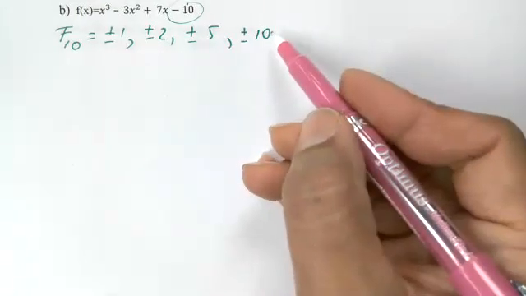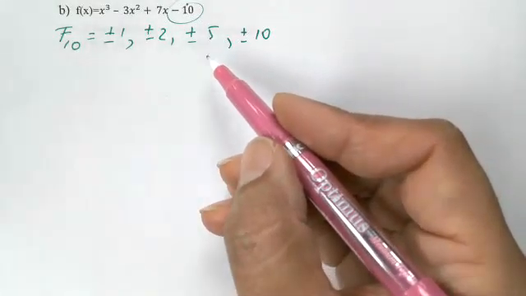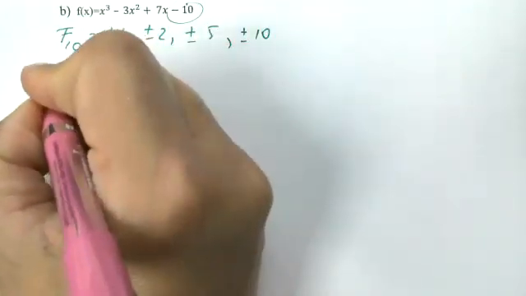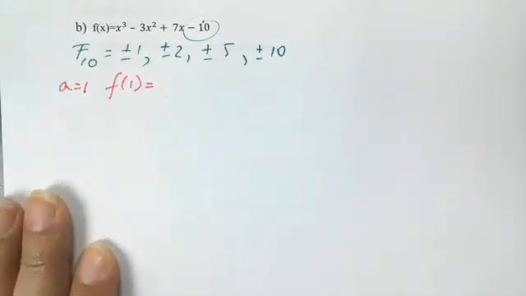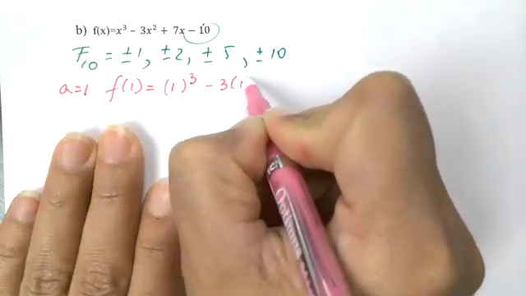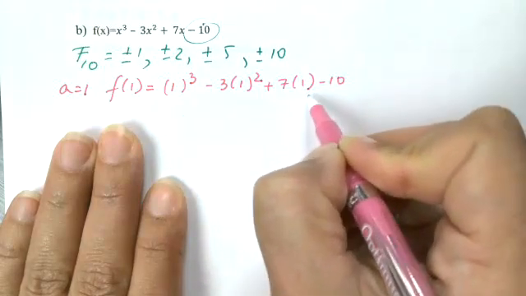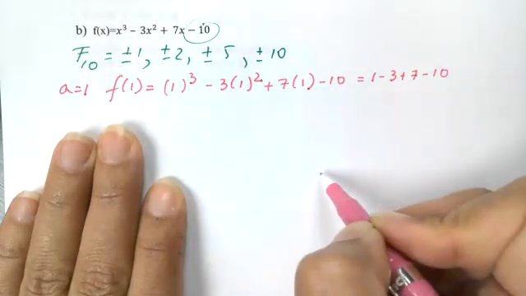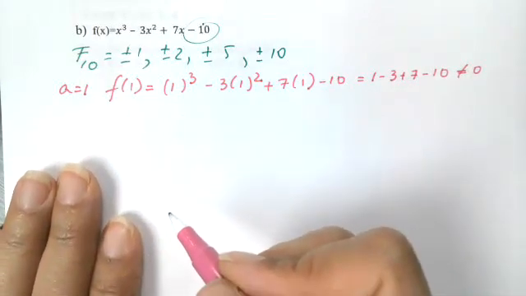And then we look down the list and we're going to use the integral zero theorem to find the first binomial that we can divide by to reduce it. So in the list, we have 1, so a is 1, and we do f of 1 to check with the factor theorem. 1 cubed minus 3 times 1 squared plus 7 times 1 minus 10 is 1 minus 3 plus 7 minus 10. Not equal to 0. The negatives are bigger than the positives.